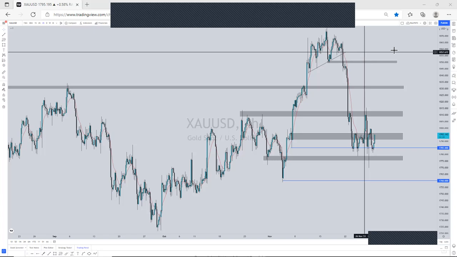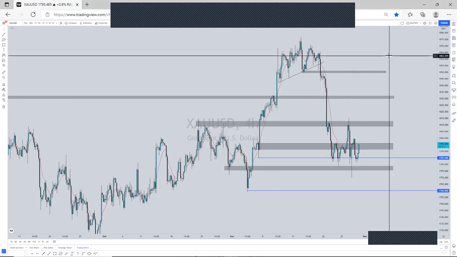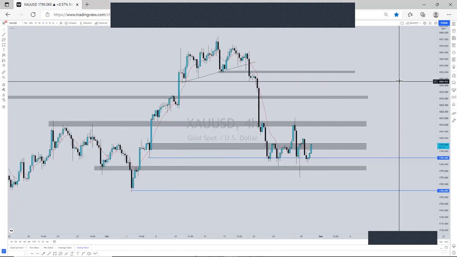Two of my pairs, the pairs that I trade the most. These two pairs are gold, obviously, and then USD. So first of all, let's start off with gold. Let's take a look at gold.